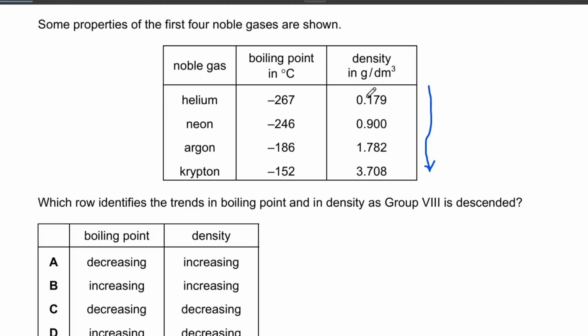So let's look at our density. Our density increases. Look at it from 0.1 to 0.9 to 1.7 to 3.7. So it's increasing. So therefore, the answer is B. Boiling point is increasing, density is increasing.